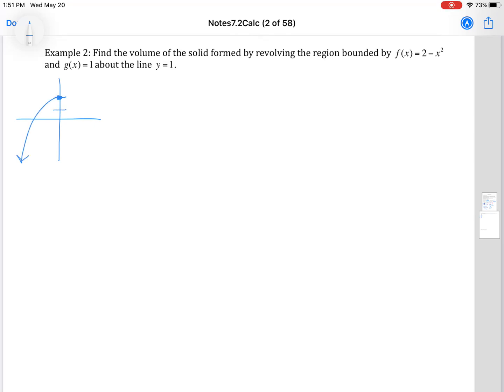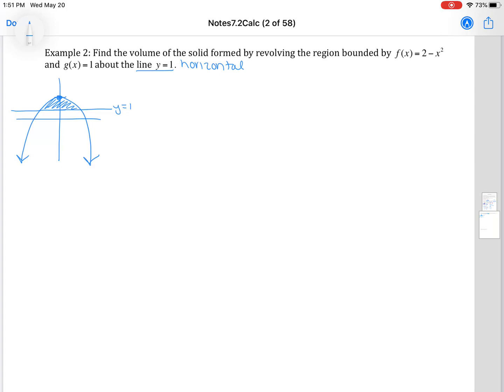Okay, so if we sketch this, we have a parabola that starts up at 2, and it opens downward, because it's negative x squared. And we have the line g of x equals 1. So this is my shaded region right here. Now it's telling me I'm rotating it around the line y equals 1.